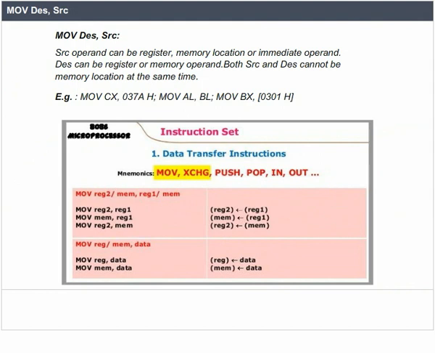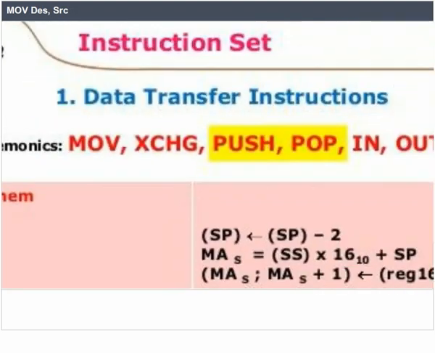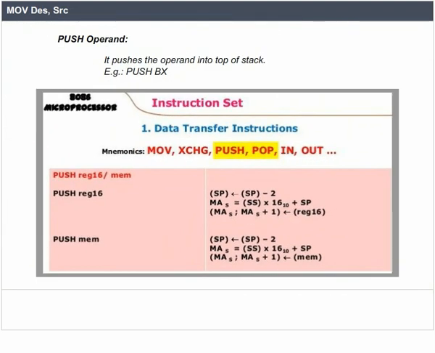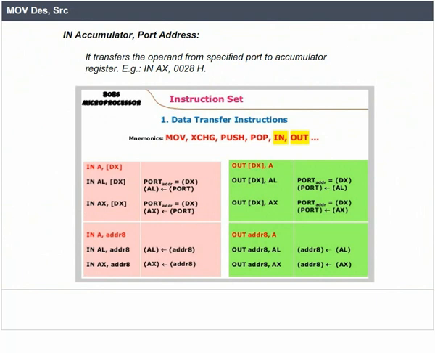Push operand. It pushes the operand into the top of the stack. Example: PUSH BX. IN accumulator, port address. It transfers the operand from the specified port to the accumulator register. Example: IN AX, 0028H.